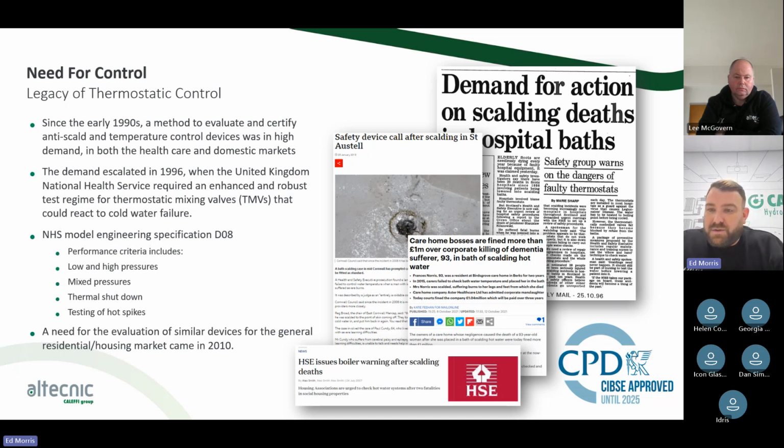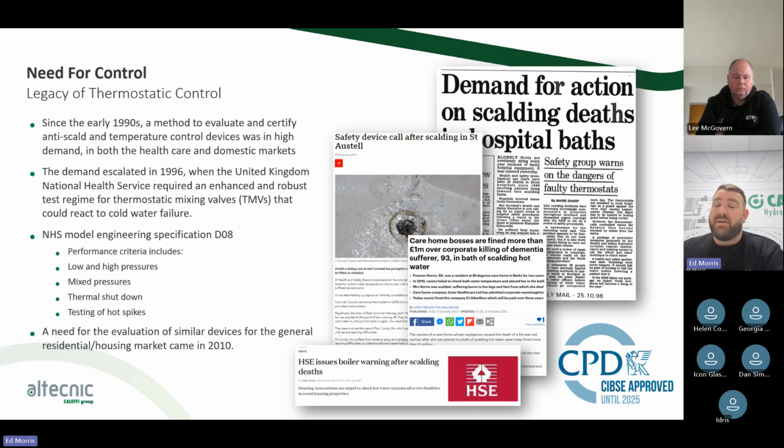But also the anti-scalding, which is one of the biggest features of a thermostatic mixing valve. So should the cold supply be interrupted, we have to ensure that scalding water isn't passing through the outlet of the mixing valve. We do that by what we call a thermal shut-off. And the performance of that thermal shut-off is key to the standards and the performance of these valves.